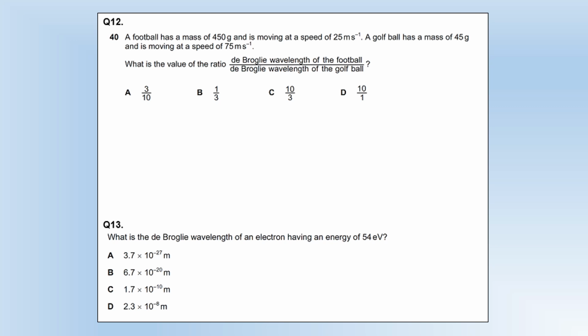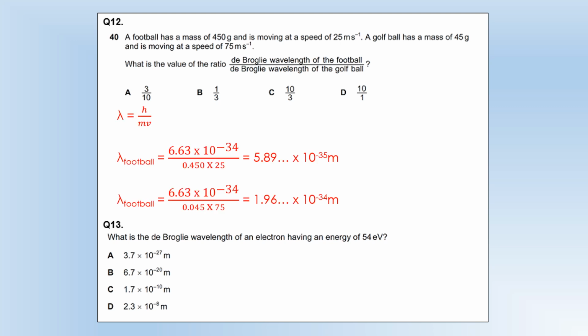Okay, so we're given some information about the mass and speed of a football and a golf ball, and it wants the ratio of their de Broglie wavelengths. So the long way of doing this is to calculate each of their de Broglie wavelengths and then divide them to give you the ratio, which is clearly option A.